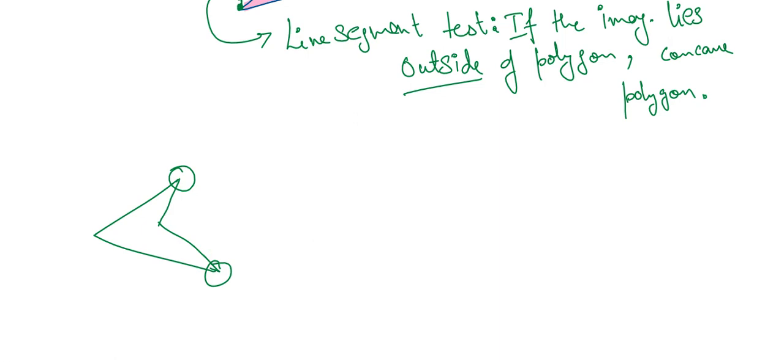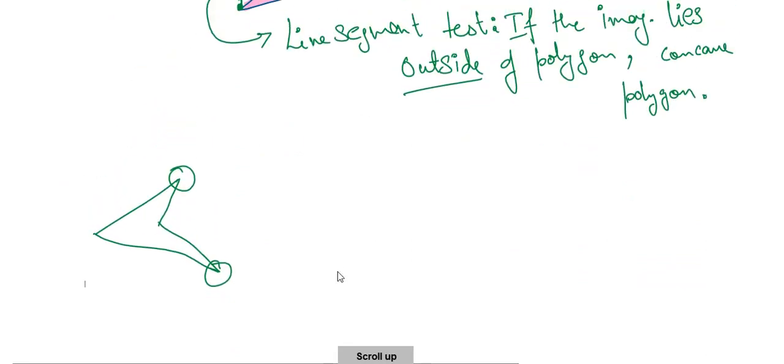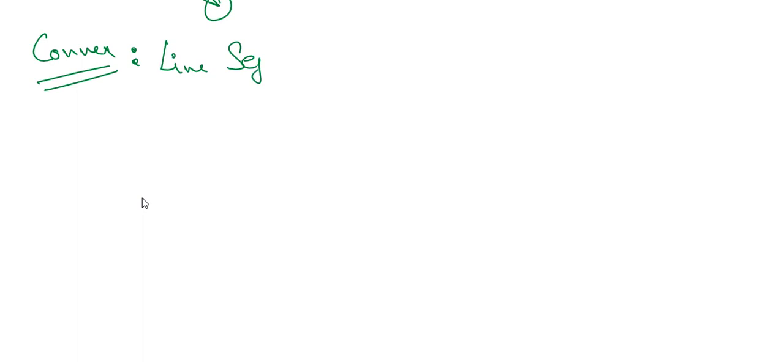See, if I take these two points, then my line segment would be inside, but I have to consider all the cases. If in any case my line segment is going outwards, then what would I call it? Concave. Now let me illustrate the convex polygon. Convex is the one where the line segment test fails. Okay, it is very clear.